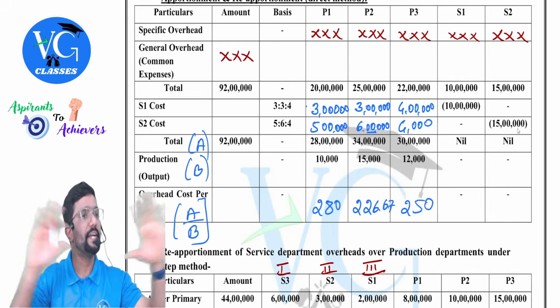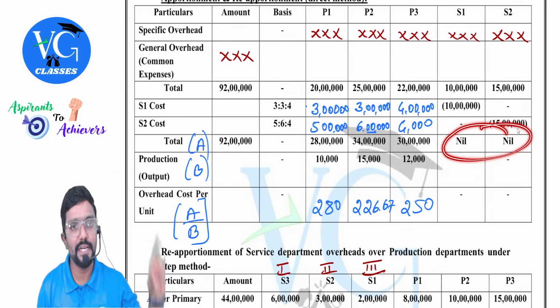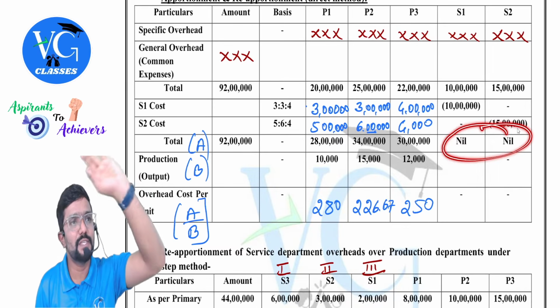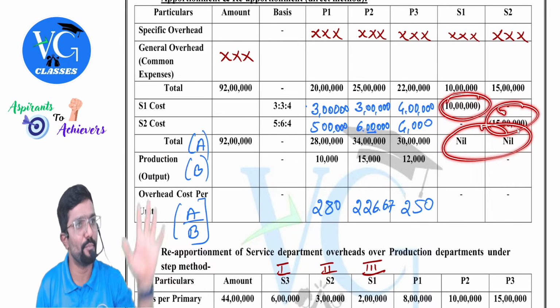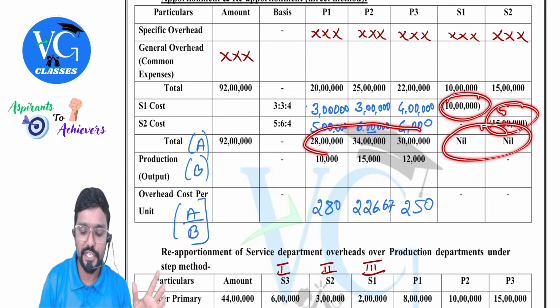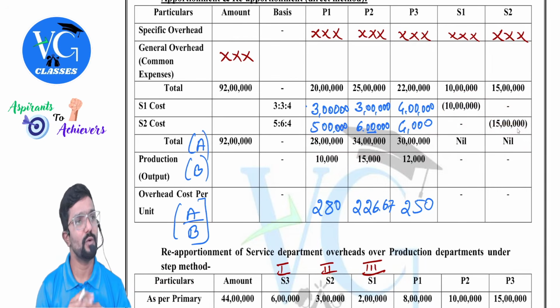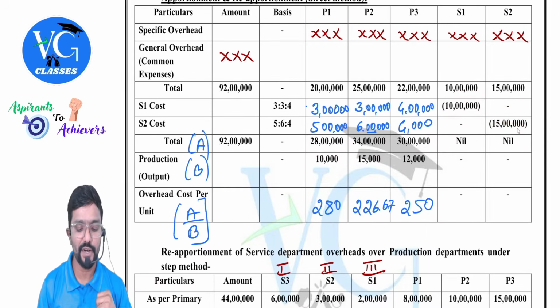Okay, sir. We did reapportionment. At the end of secondary distribution, can you observe something? Service departments have no cost, because whatever they had, we reapportioned. Now only production departments have a cost. Now, who is engaged in production? Only the production departments.